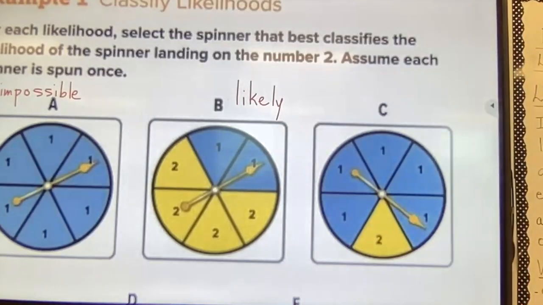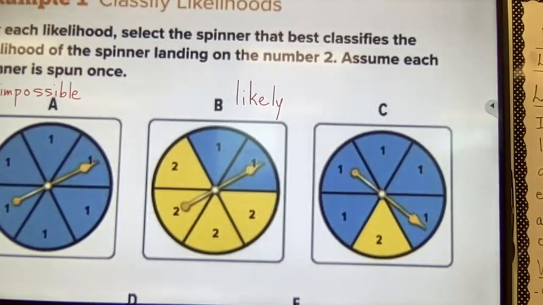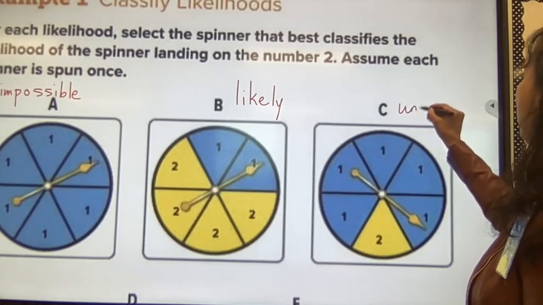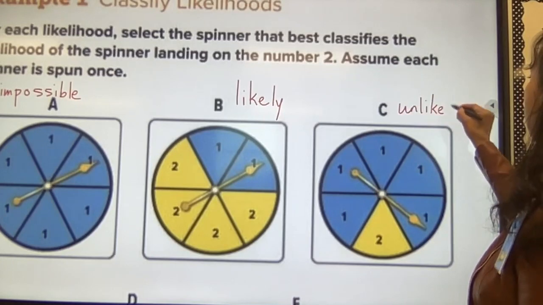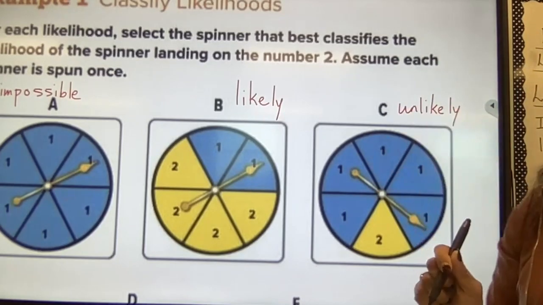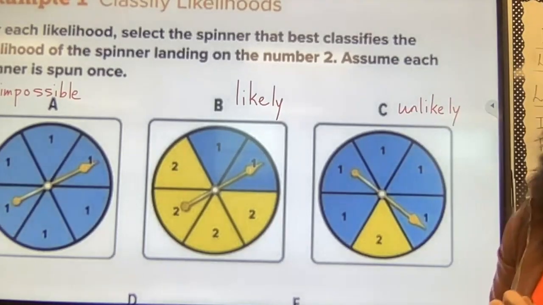Let's look at the third one, which is C. In this, we can see that 2 is only 1 and the rest are all ones. So the likelihood of it landing over here is pretty slim. That means it has a poor chance of success. So this would be unlikely. The chances of it landing on a 1 are much higher than landing on the 2.